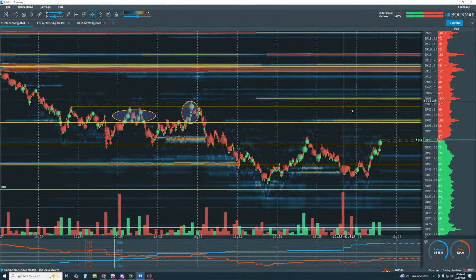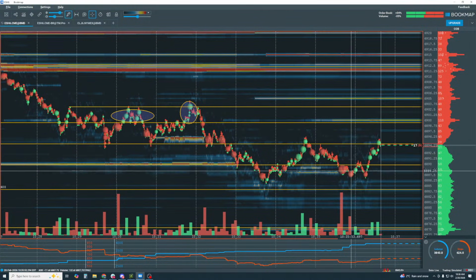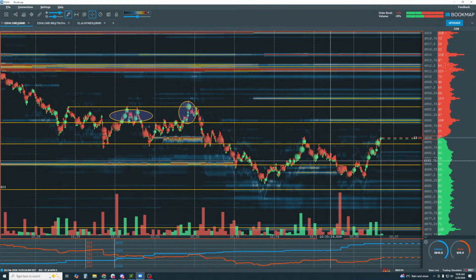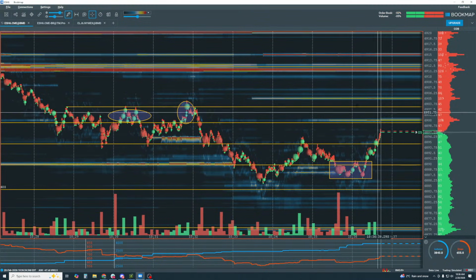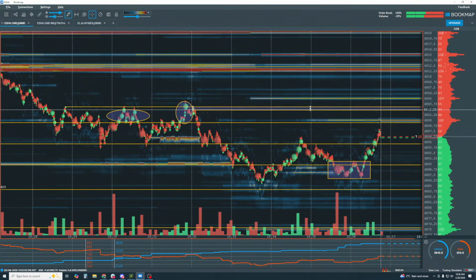Now this is where we've got to be really careful in this environment. It's the opposite as well. These sellers, they're going to be buyers up back to 03.